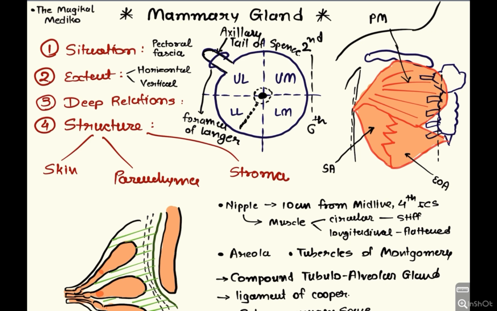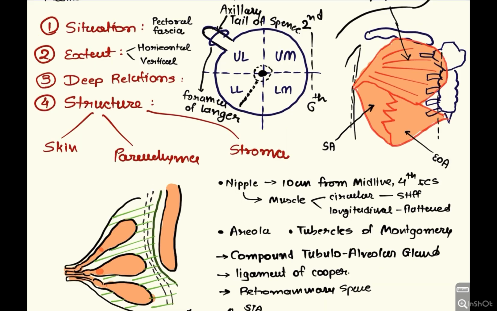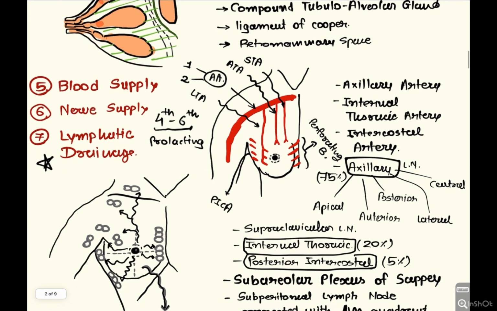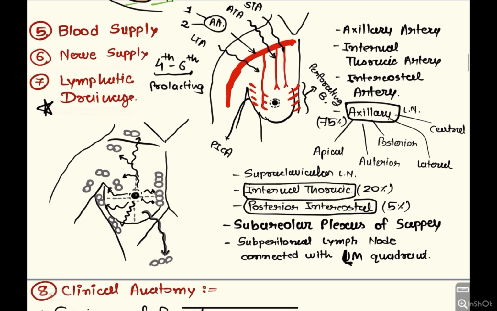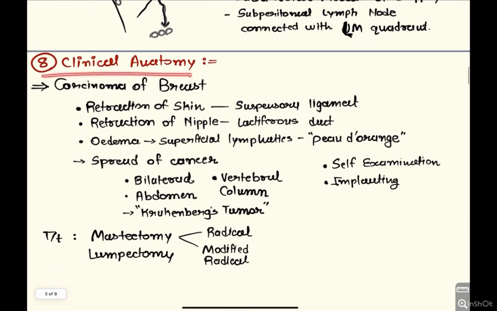In the mammary gland, we discussed its situation, its extent, its deep relations, and its structure. In structure, we see the skin, parenchyma, and stroma of the gland. Then we discussed the blood supply, nerve supply, and lymphatic drainage. Lymphatic drainage is very important because carcinoma of the breast spreads mainly through the lymphatics. Then we also talked about the clinical anatomy.